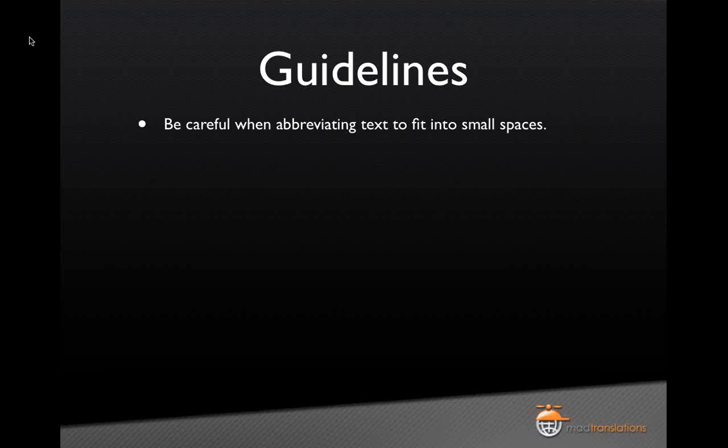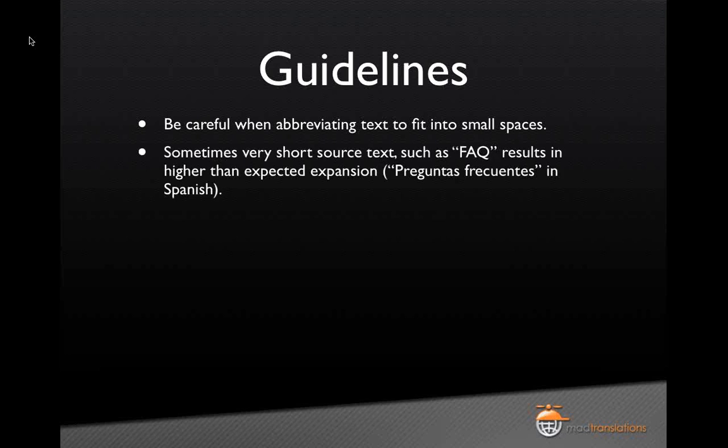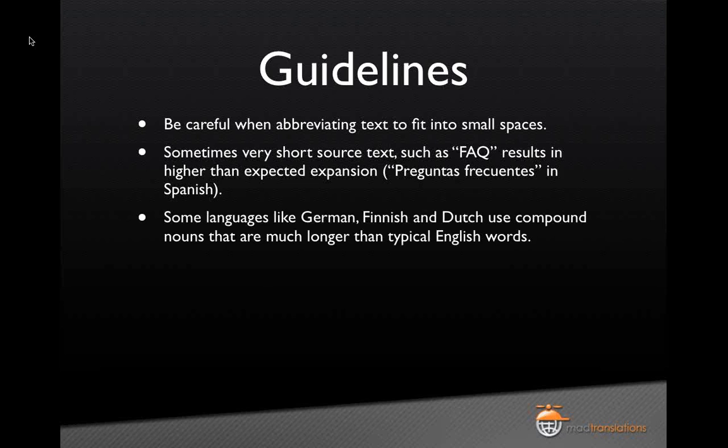Technical glitch there. So some of the guidelines that we thought we would suggest would be to be careful when abbreviating text into small spaces. In other words, if you're having to abbreviate because of small space already in English, that's definitely going to pose a problem in translation. An example we often see is FAQ. Say you have a small tab, and you put the letters FAQ on there. Well, FAQ does not mean anything in translation. So for example, in Spanish, and forgive my Spanish pronunciation, it would be preguntas frecuentes. So you definitely have to plan that those abbreviations will not work in translation.